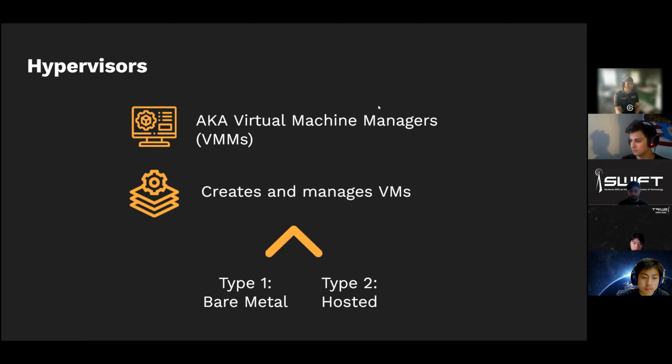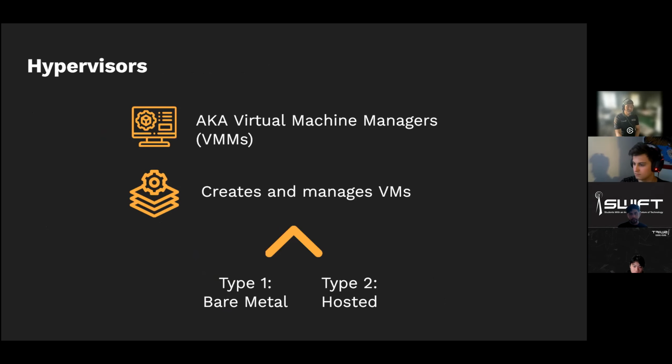Now, virtual machines are created and managed by software known as hypervisors. These are also called virtual machine managers. And true to their name, what they do is they create and manage the VMs. There are two main types of virtual machine managers that we're going to be talking about. The first is type 1, and it's called bare metal. And the second is type 2, and it's called hosted.